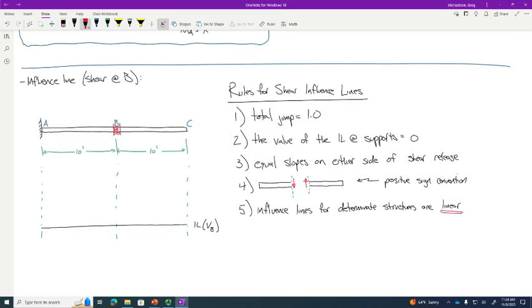Influence lines for determinate structures are linear. Okay, so let's put all this into our head. The total jump has to be 1. The value of the influence line at the supports is 0. We have to have equal slopes on either side of the shear release. That's our sign convention, and the influence lines have to be straight.